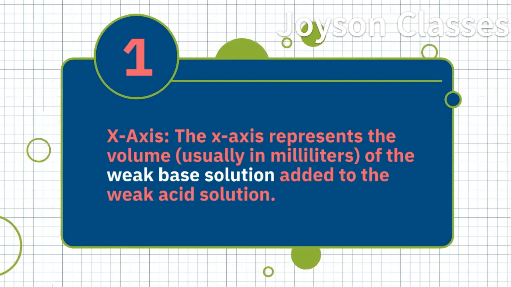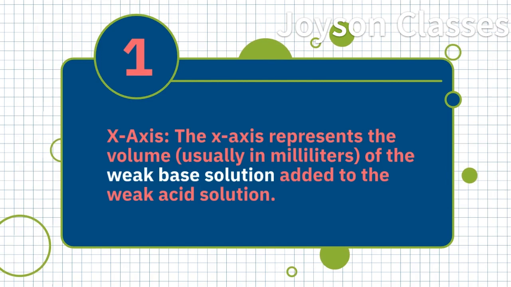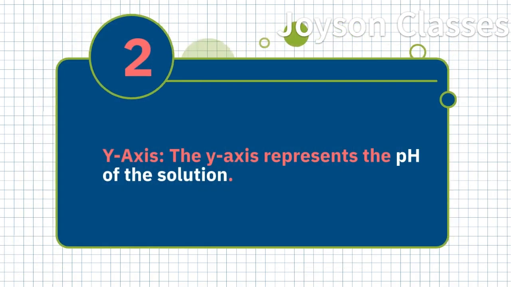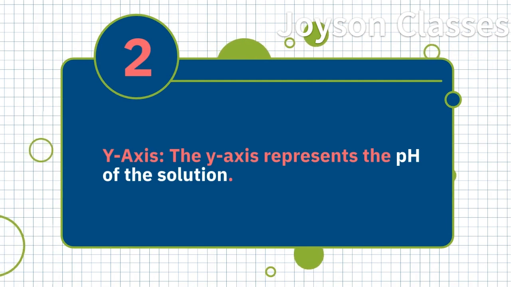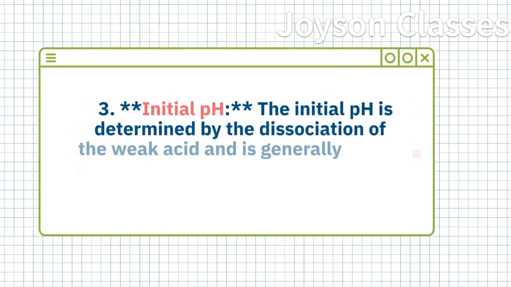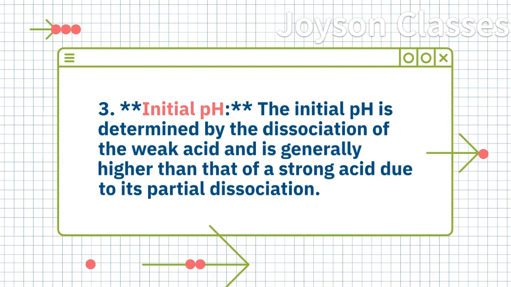1. X-axis. The x-axis represents the volume, usually in milliliters, of the weak base solution added to the weak acid solution. 2. Y-axis. The y-axis represents the pH of the solution. 3. Initial pH. The initial pH is determined by the dissociation of the weak acid and is generally higher than that of a strong acid due to its partial dissociation.